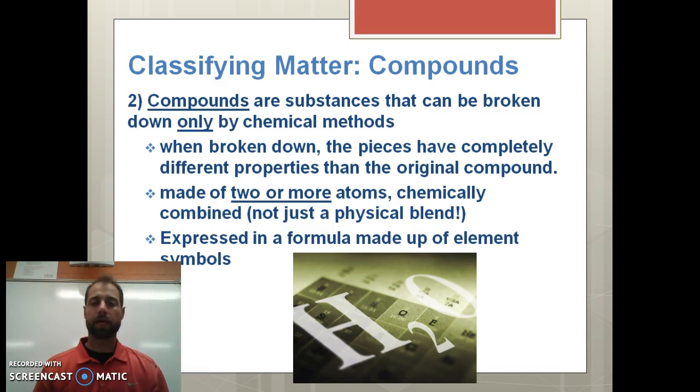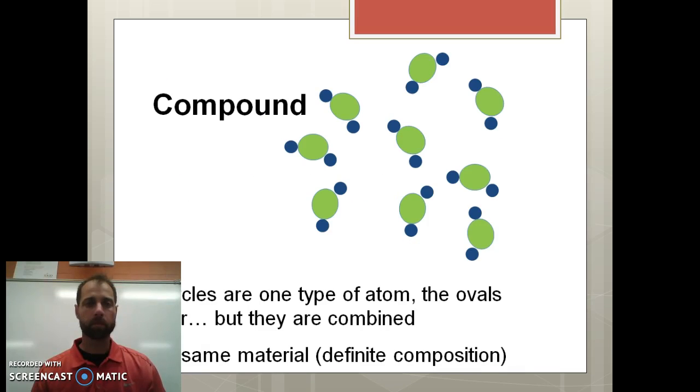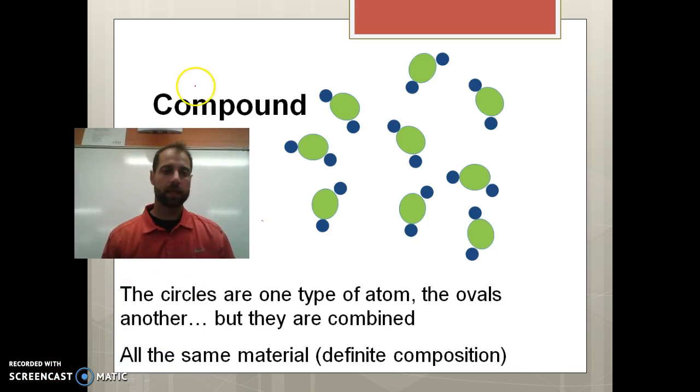These are usually expressed in a formula made up by the element symbols, and one that we all know, of course, is water's compound, expressed by the formula H2O. Once again, if we take a look at a diagram of our compounds here, the circles represent one type of atom, and we'll call these hydrogens. So all the blue ones are hydrogens, and then the green ovals here, let's call them oxygens.